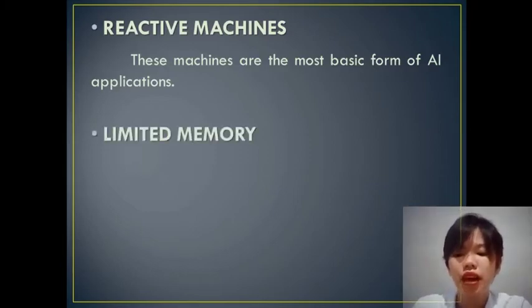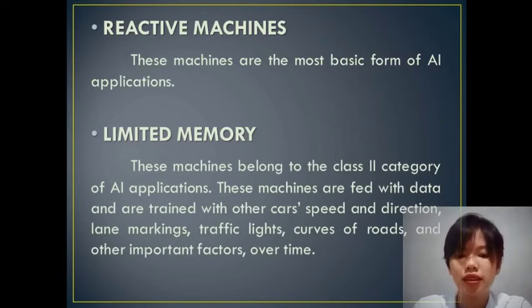Limited memory. This type of machine can look into the past. For example, self-driving cars. They observe other cars' speed and direction. These observations are added to the self-driving car's pre-programmed representation of the world, which also includes lane markings, traffic lights, and other important elements. It includes when the car decides when to change lanes to avoid cutting off another driver or being hit by a nearby car. But these simple pieces of information about the past are only transient.